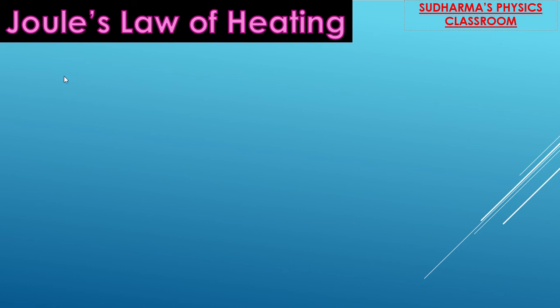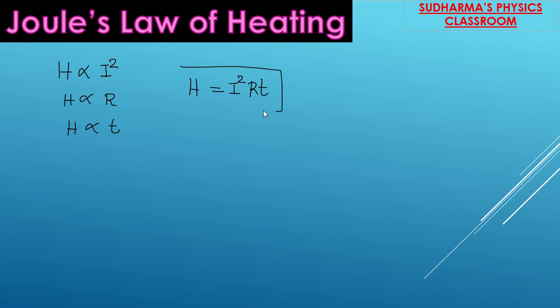Okay, so according to Joule's law of heating, heat produced in a conductor is directly proportional to the square of the current. Heat produced is directly proportional to the resistance of the conductor, and heat produced is directly proportional to the time through which this electric current is passing through the conductor. We can combine these three proportionalities: H is equal to I square R T. So this is our Joule's law of heating.